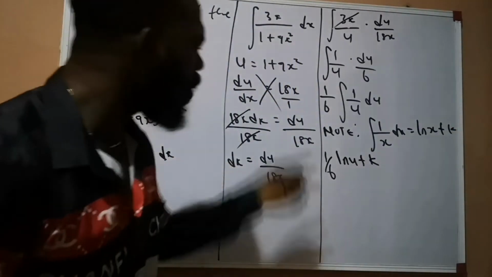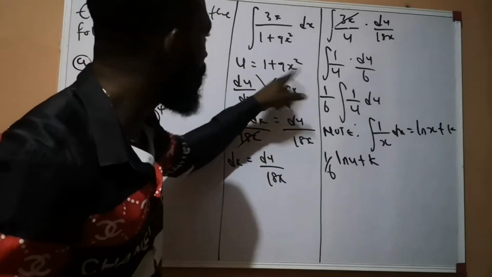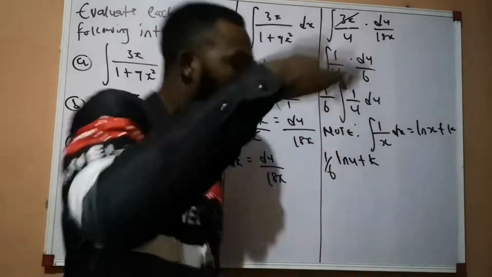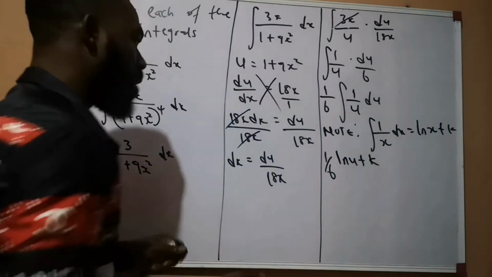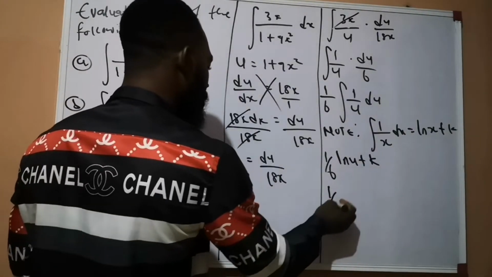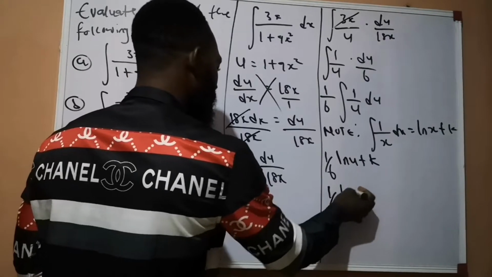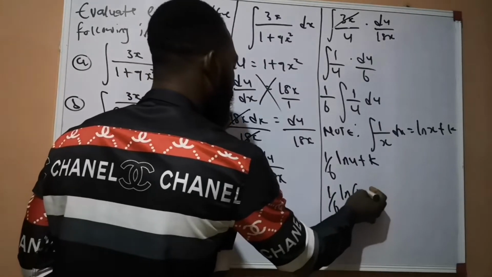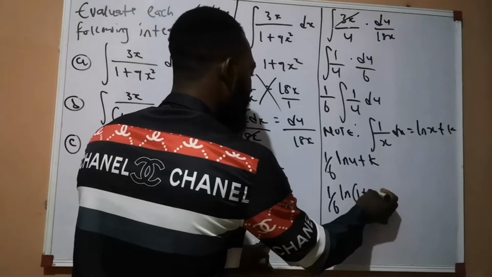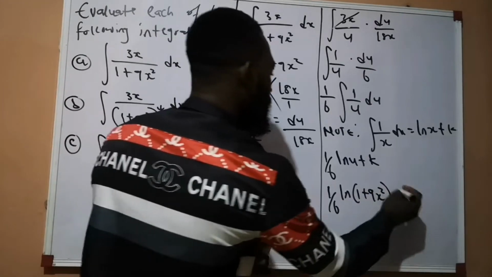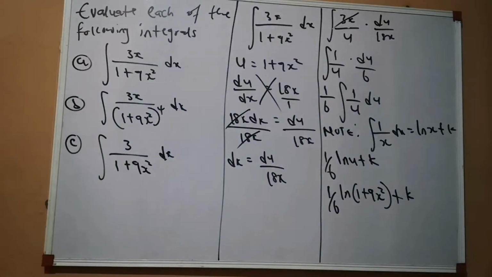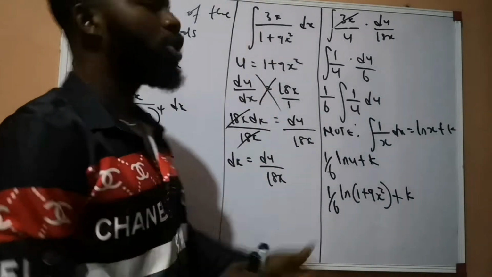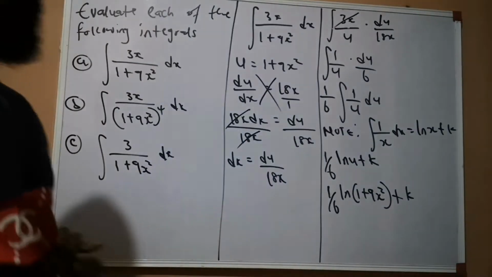At this point, don't forget we said that u is 1 plus 9x squared. If we substitute back u for 1 plus 9x squared, we have 1 over 6 ln of 1 plus 9x squared plus k. This becomes the answer to question number 1 if we integrate this function.